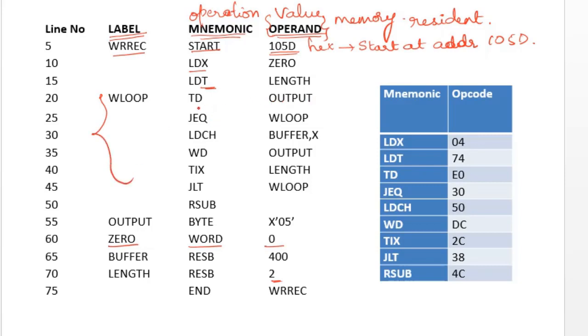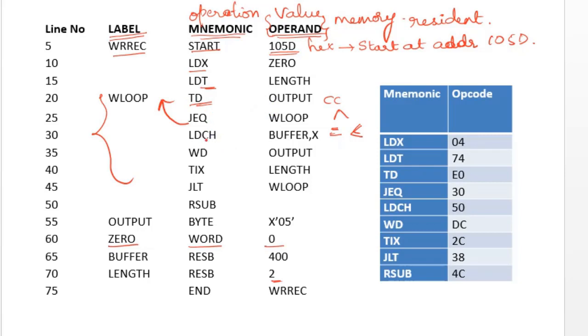We will check the output device. I hope you remember the TD instruction. It will test the device and it will set the condition code. Two values: less than or equals. Less than means the device is ready, equals means the device is not ready. So if the device is not ready, we cannot proceed to perform the read or write operation, in which case we will loop back and test the device again until the device becomes ready.